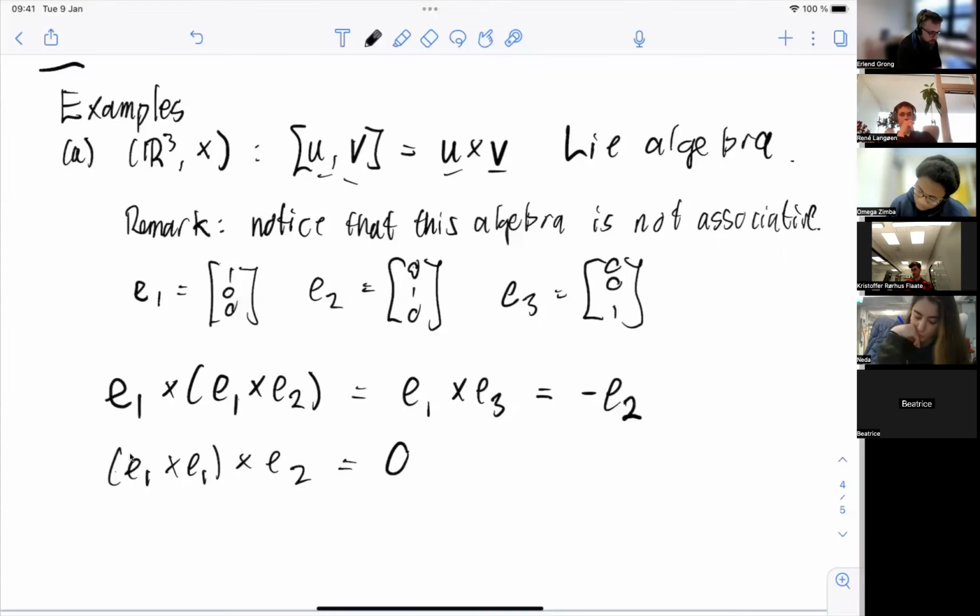So in general, Lie algebras are not associative. Unless the Lie bracket does nothing, it will be the case that it's not associative.